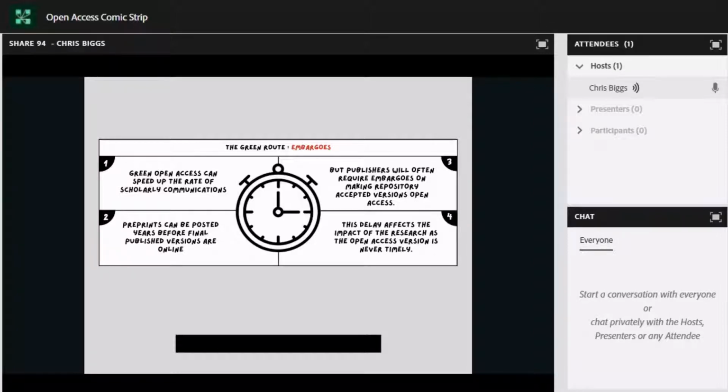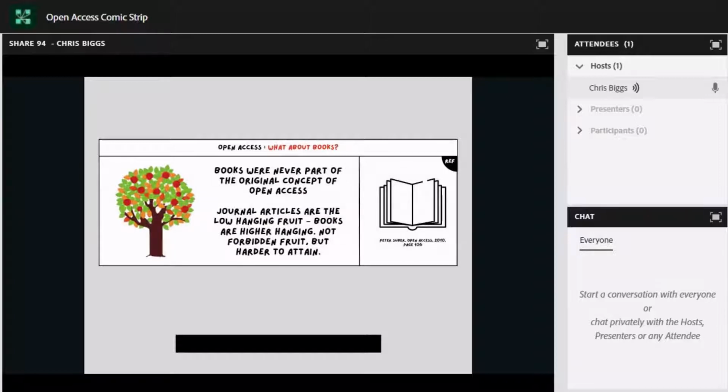But what about books? We've only talked about journal articles. The BOAI omitted books. Books were never part of the original concept of open access, but Peter Suber writes that journal articles are the low-hanging fruit. Books are higher-hanging, not forbidden fruit, but harder to attain.